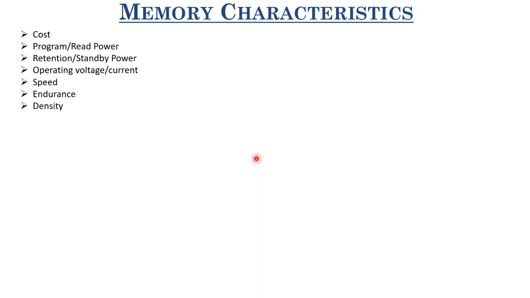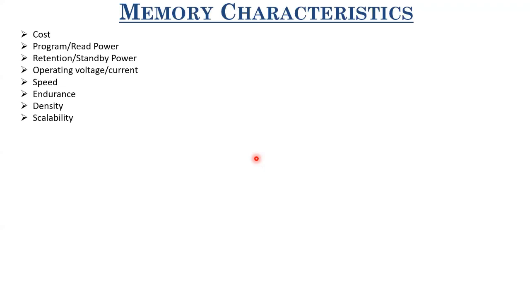Then again, density. Density is something which also dictates your cost. The more dense your memory, the less costly it will be for the same amount of memory. And density is really important for the standalone memory business, while it is not of that importance for your embedded memory applications.